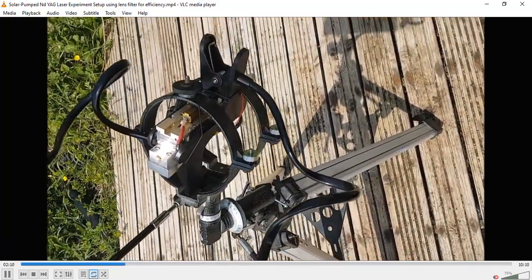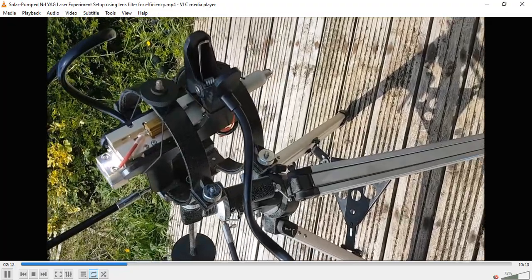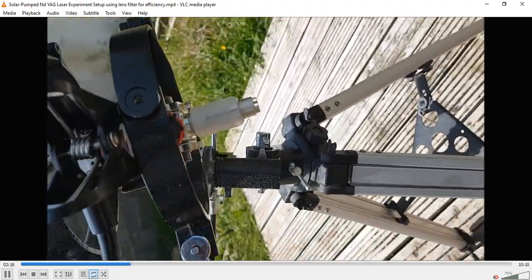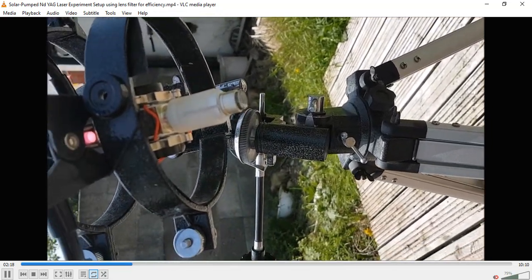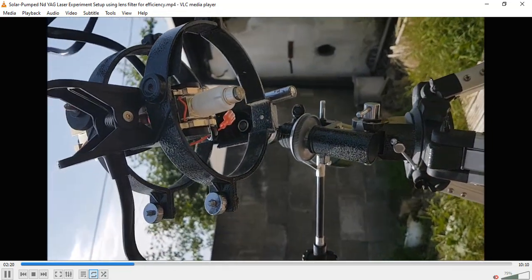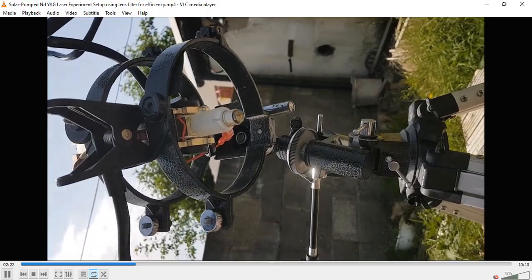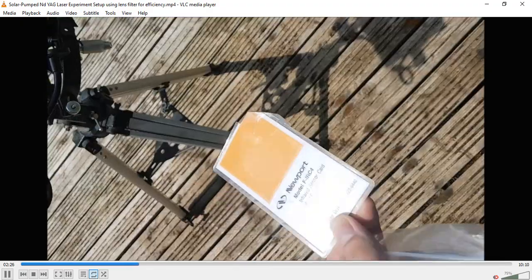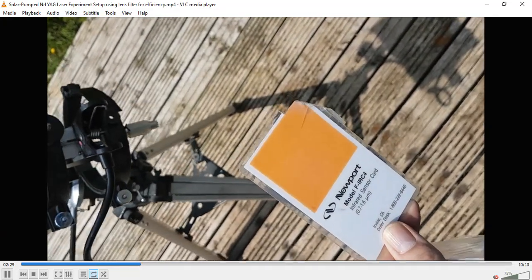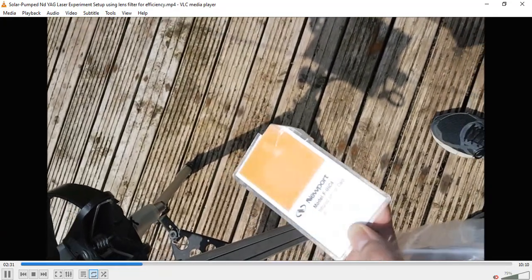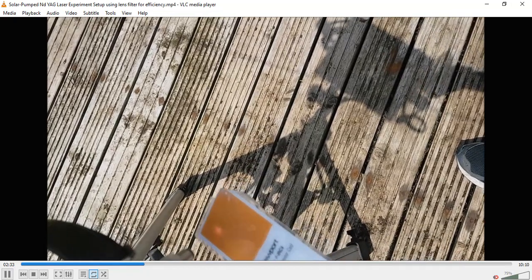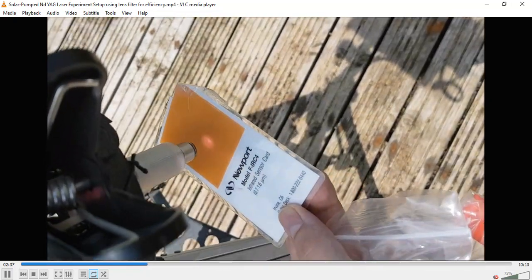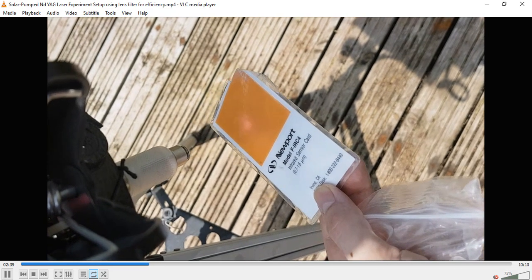So here's the setup itself. It's a telescope mount. I mounted it on the same mount that I use for my telescope. And the light is entering the system via the Fresnel lens, and using this Newport infrared card, which fluoresces under infrared light, I mean IR light, 1064 nanometer light, you can see it quite clearly here.